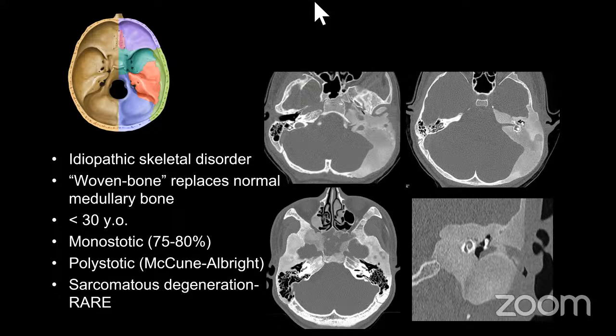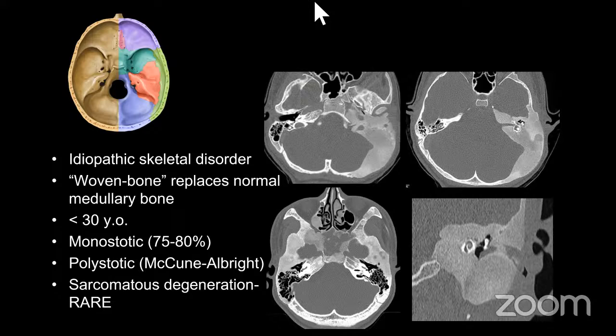So I'm sure you're dealing a lot with this. Sometimes you don't know what to do. If you're ever not sure, just get repeat imaging, especially a CT or an MR, in 3 to 6 months, and then you'll be able to confirm that stability. And then finally, I just want to go over this last one.